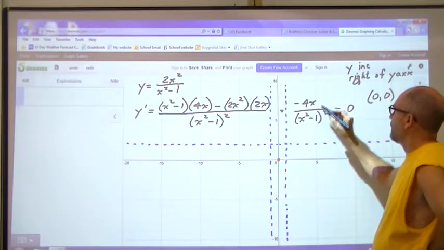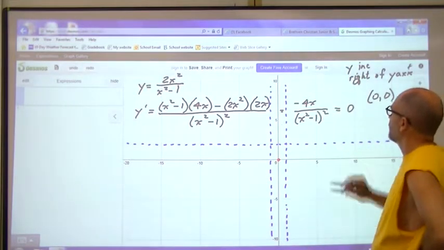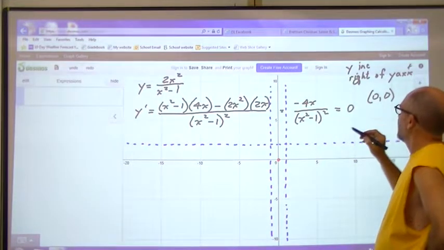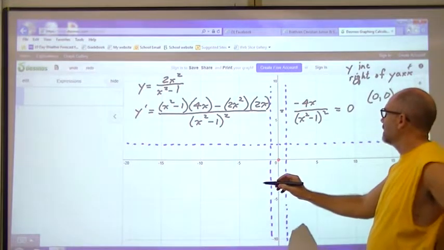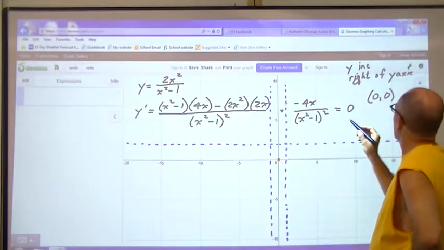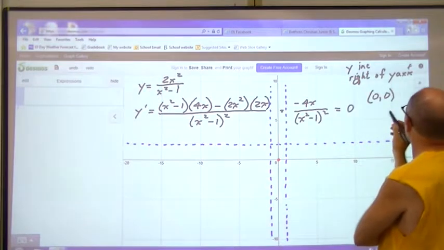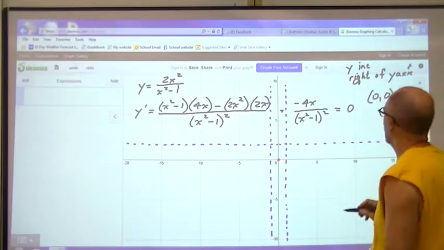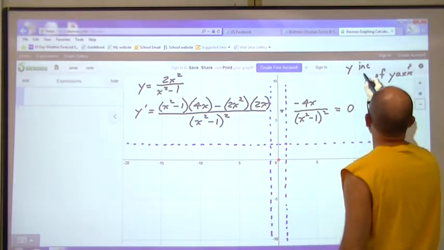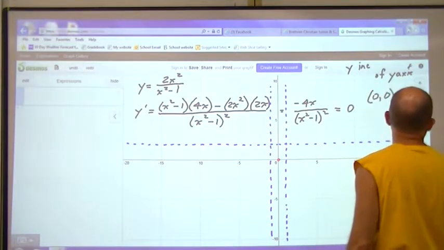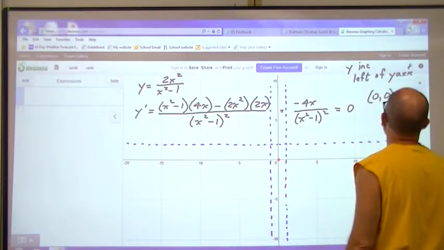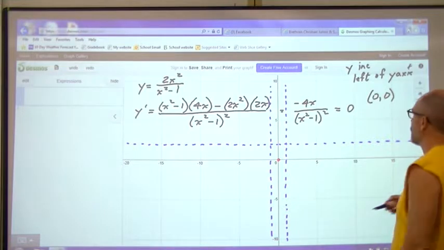Notice the bottom is always positive. So if I go left, the derivative is always positive. So that means it's increasing to the left and it's decreasing to the right. I wrote this incorrectly. Y is increasing to the left of the y-axis, and it's decreasing to the right.